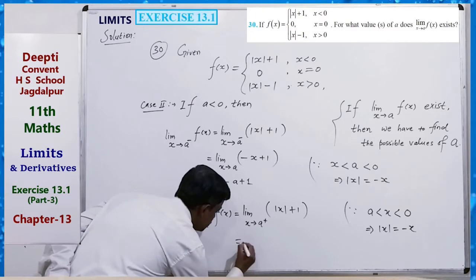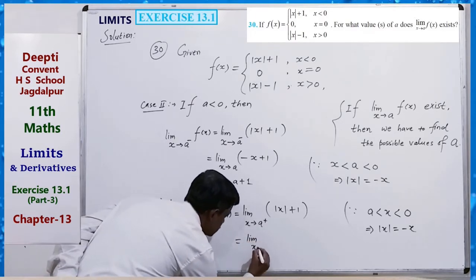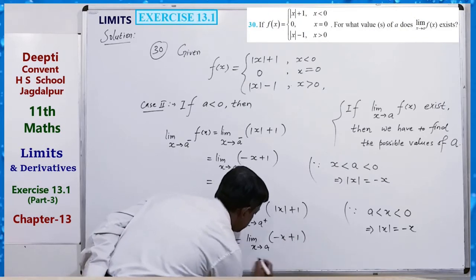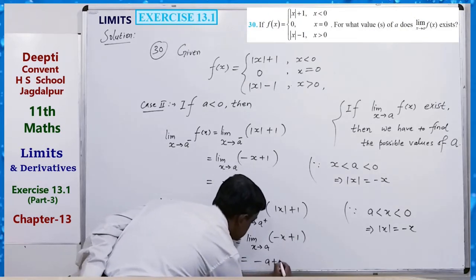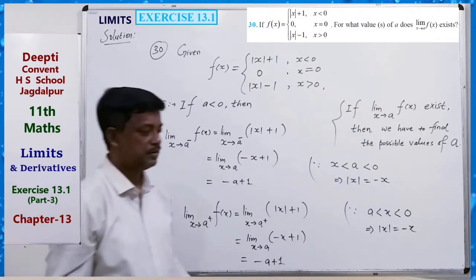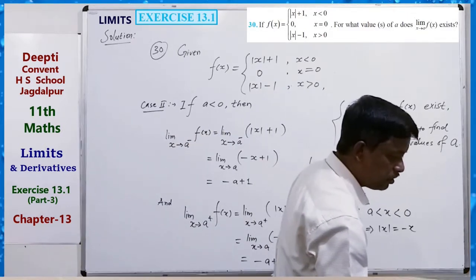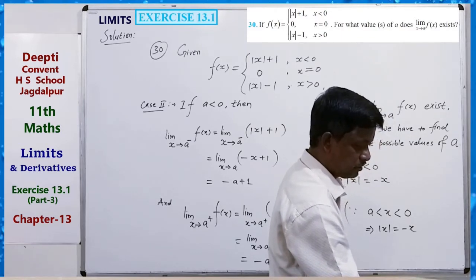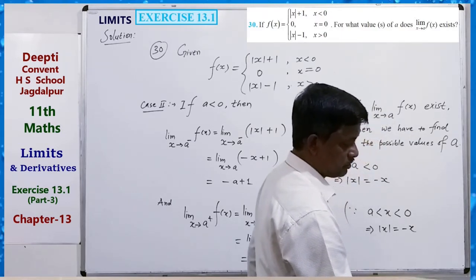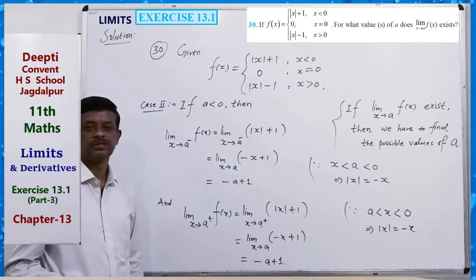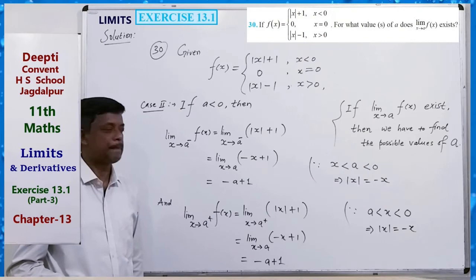Okay, this is equal to limit x tending to a of minus x plus 1, equals minus a plus 1. So both values are same, left hand limit and right hand limit. Both values are same, that is, limit exists. Clear?